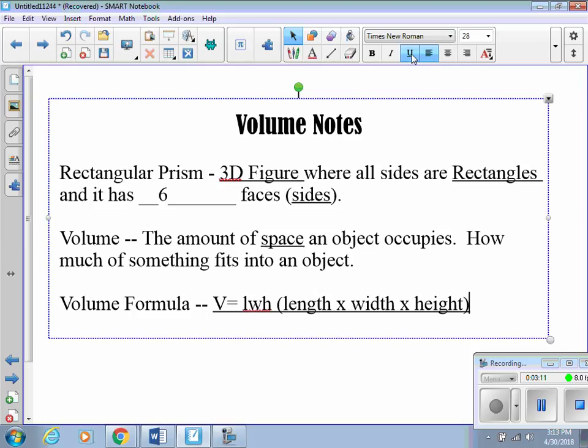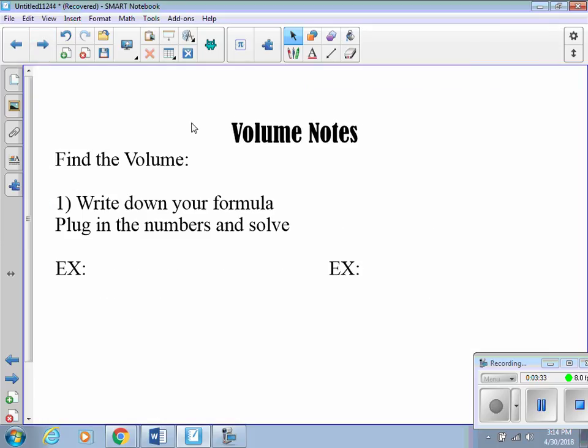Volume is probably one of the easiest, straight up mathematical operations that you'll do in this unit, because typically when you're given a rectangular prism, it's going to give you 3 numbers, and the only thing that you need to know is that you have to multiply all 3 of those numbers together. So in order to find the volume, first you would write down your formula, and then you would plug in the numbers and solve it.